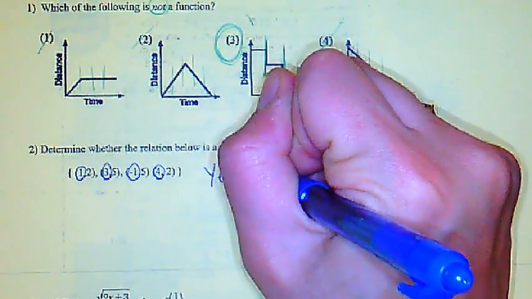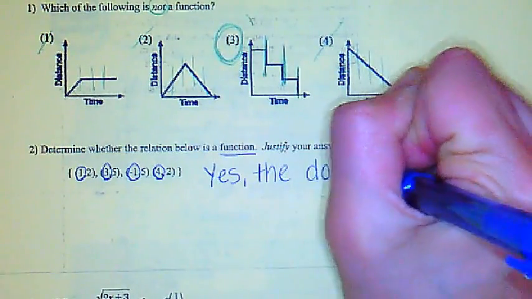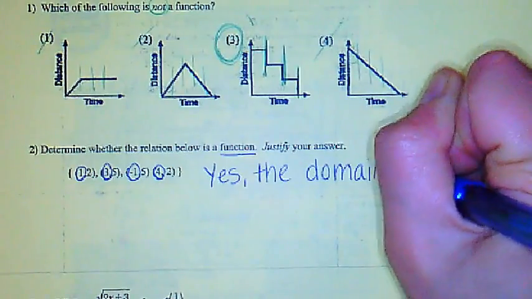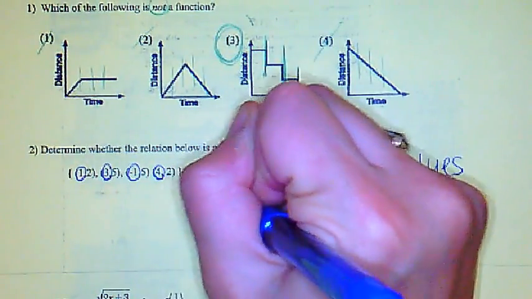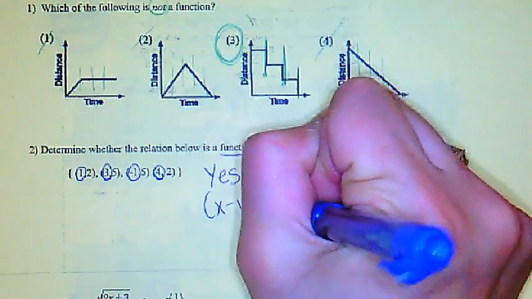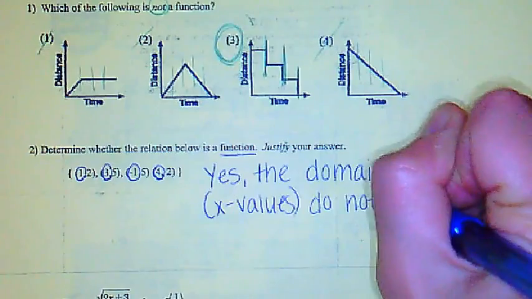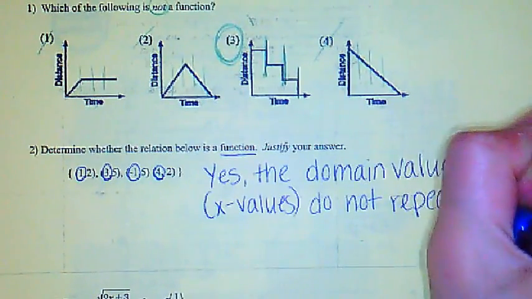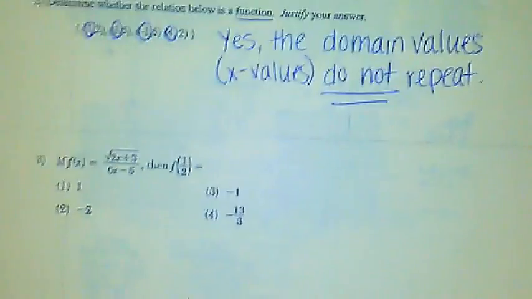Okay, and you can either write: the domain values, or I'll say x values, so you have some more vocab, do not repeat. Okay, that is what makes something a function. Alright, on to number 3.